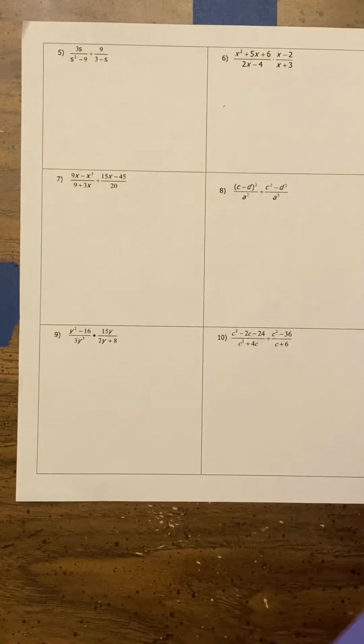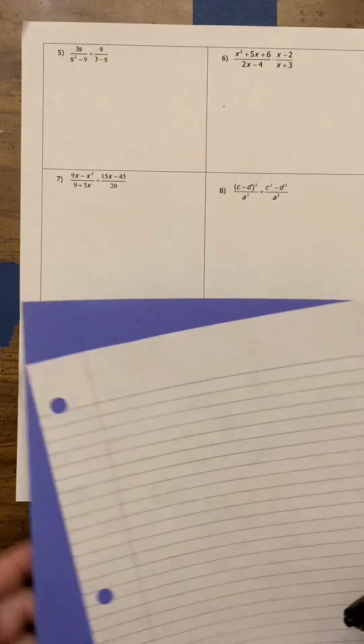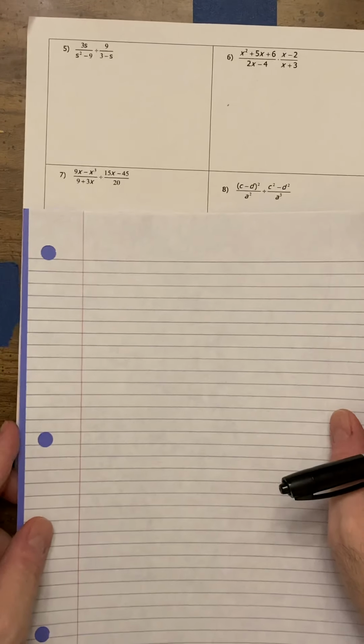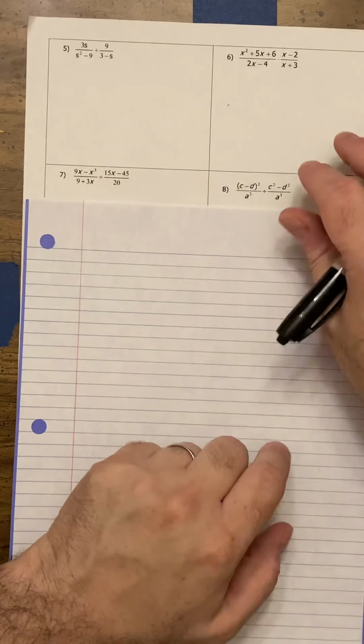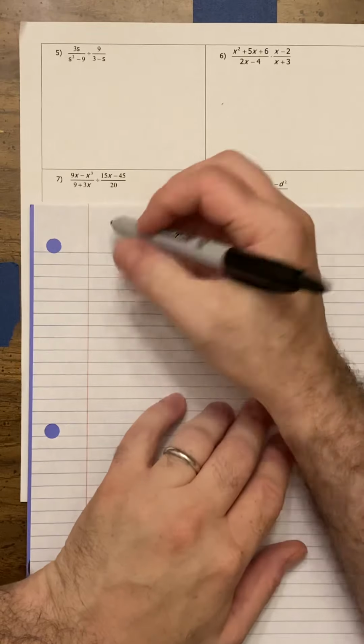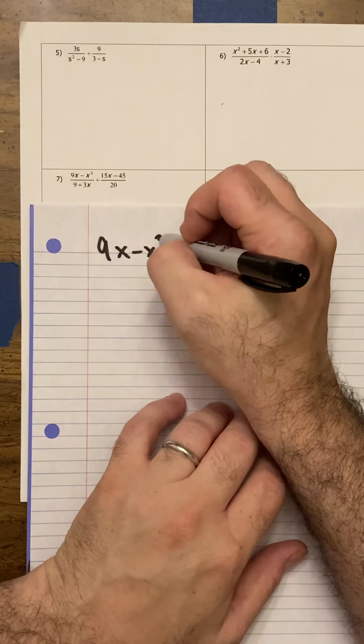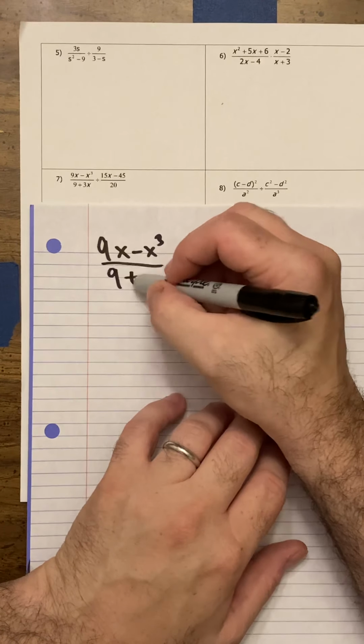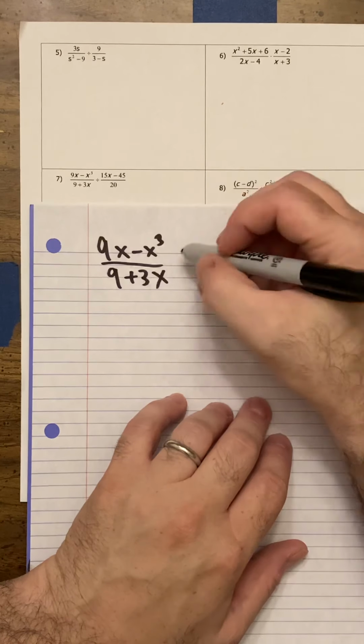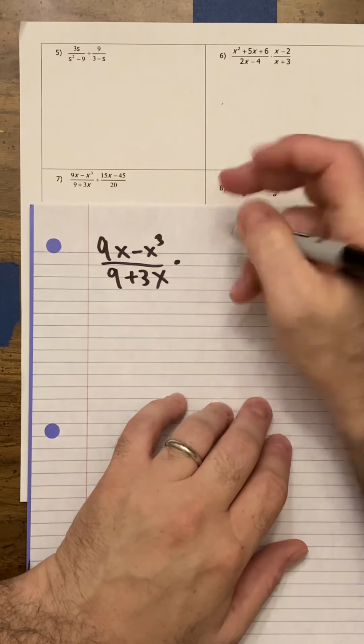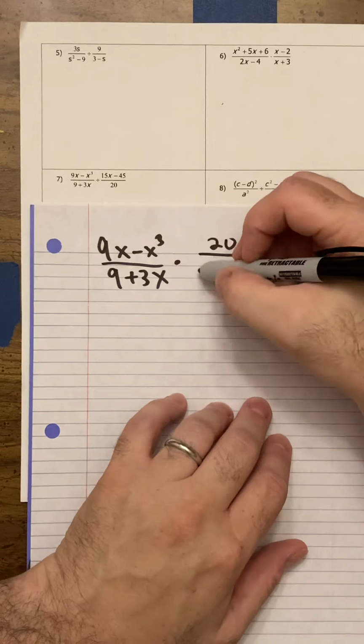All right, let's take a look at the next problem. Now we have another division problem. You know what to do first. I'm not going to rewrite the problem. I'm just going to rewrite it as a multiplication problem. The first fraction was 9x minus x cubed over 9 plus 3x. Change the division to multiplication and take the second fraction and write the reciprocal of it.